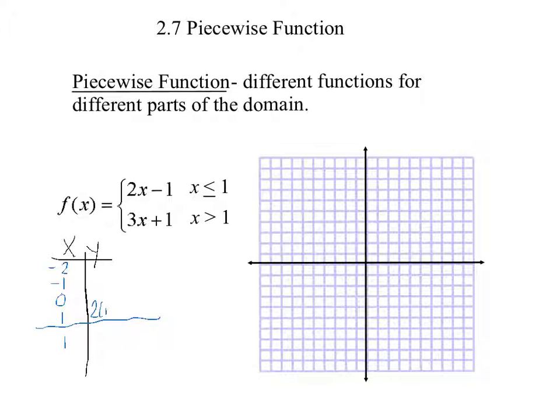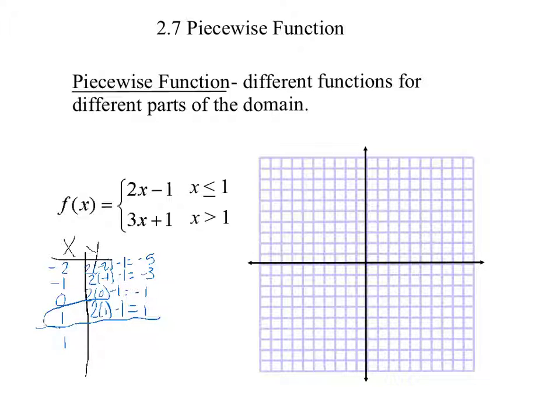So I've got 2 times 1 minus 1, so I'm plugging into the top equation, and I get 1. Then I plug in 0, and I get negative 1. Plug in negative 1, and I get negative 3. And then I plug in negative 2, and I get negative 5. So I can graph those points.